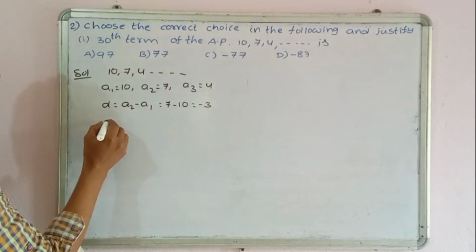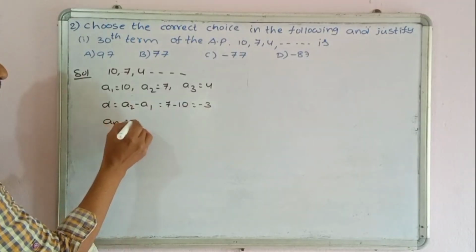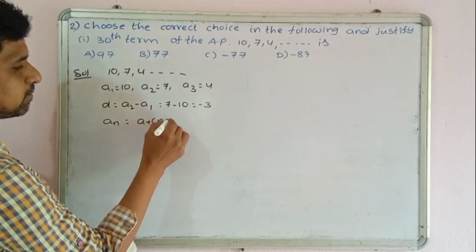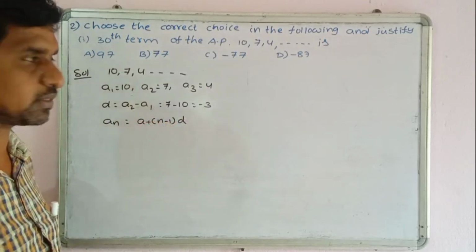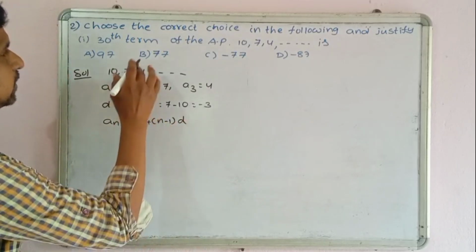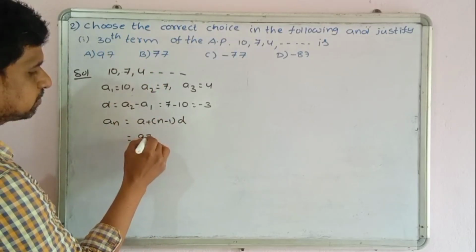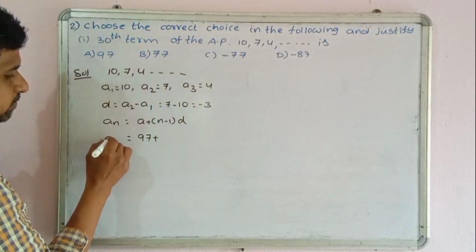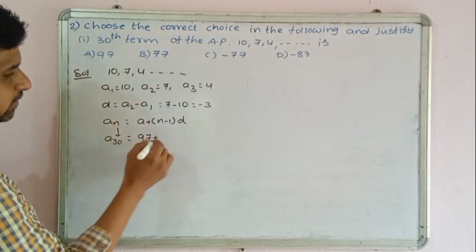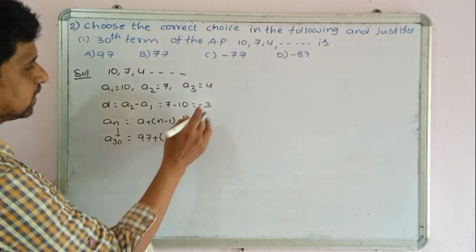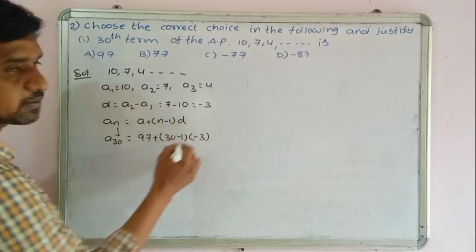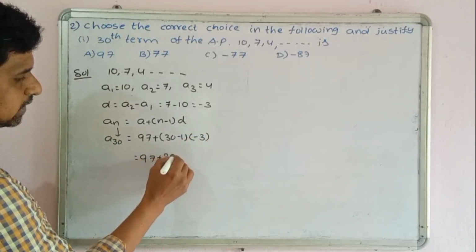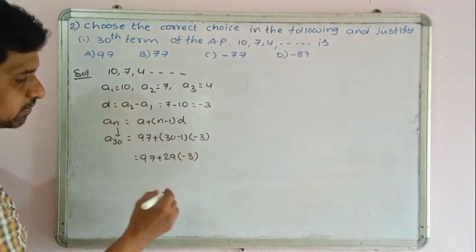Now I want the 30th term. First, what is the nth term formula? An equals A plus N minus 1 into D. Here the A value is 10, plus N minus 1. Which term do we want? The 30th term, so in the N place put 30. 30 minus 1. The D value is minus 3. So 10 plus 29 into minus 3.